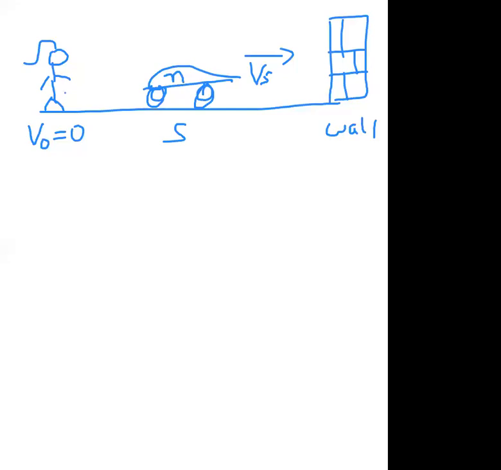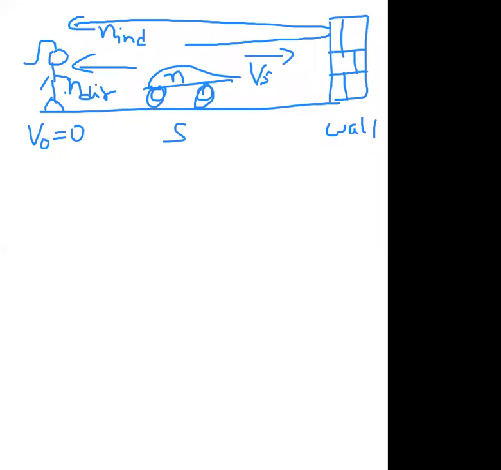So the observer is at rest, the car speed is Vs, and the wall is also at rest. Direct sound means car to wall. So this is the direct sound, and the frequency heard here is n direct. And from the car first to the wall, and again from the wall to the person, this is n indirect. Like that we concluded. Now from this information, what is the relation between direct sound and indirect sound?